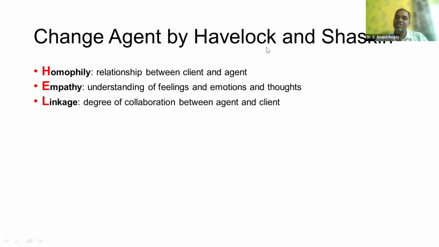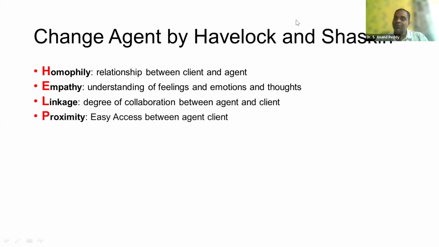And the third one, which they say is very important, is linkage. The linkage they speak about is an association between the client and the agent. Degree of collaboration between the agent and client. How frequently you collaborate with a person, how supportive you are to the person, how you work with the person. All these things they speak about.